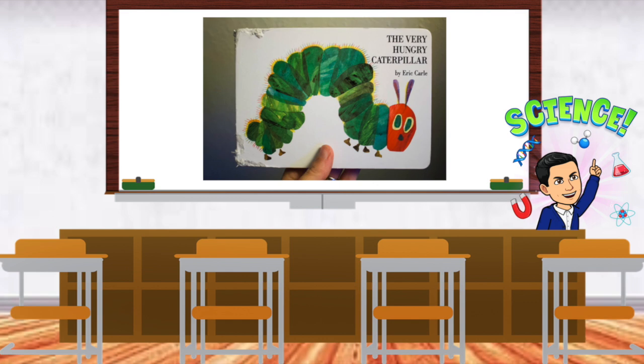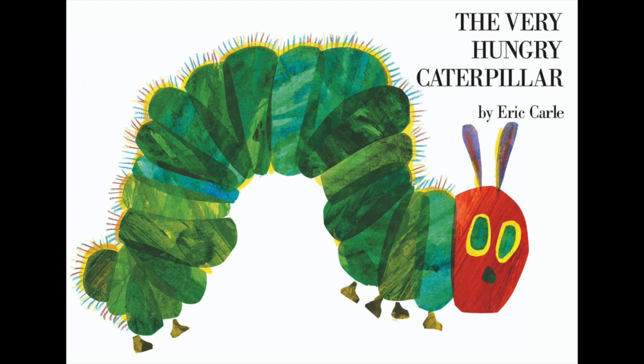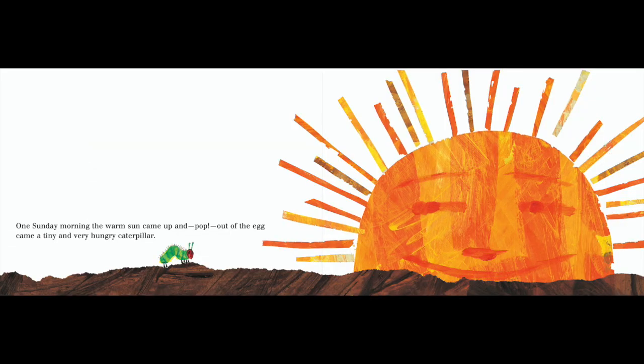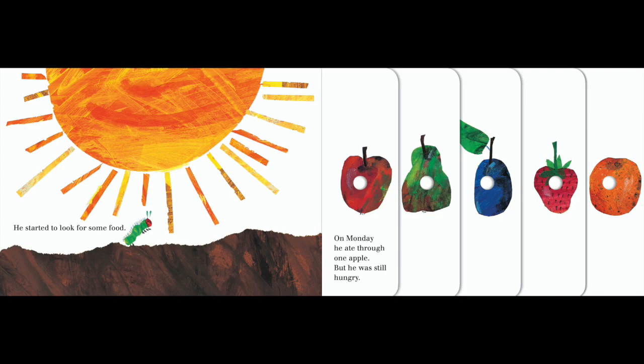This story is very important because it's going to help us draw and label the different parts of the stages in a butterfly life cycle. Here we go. The story is The Very Hungry Caterpillar, written by Eric Carle. In the light of the moon, a little egg lay on a leaf. One Sunday morning, the warm sun came up and pop! Out of the egg came a tiny and very hungry caterpillar. He started to look for some food.